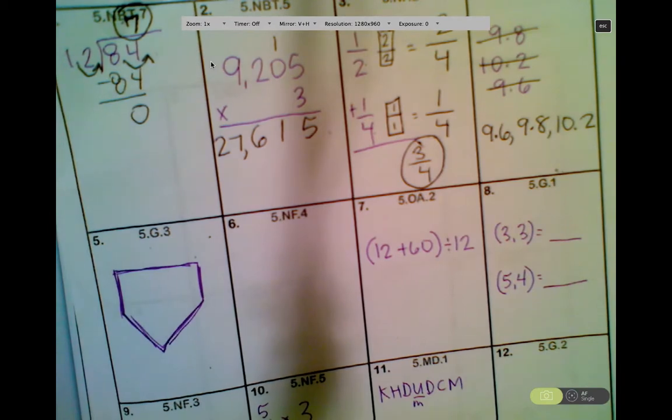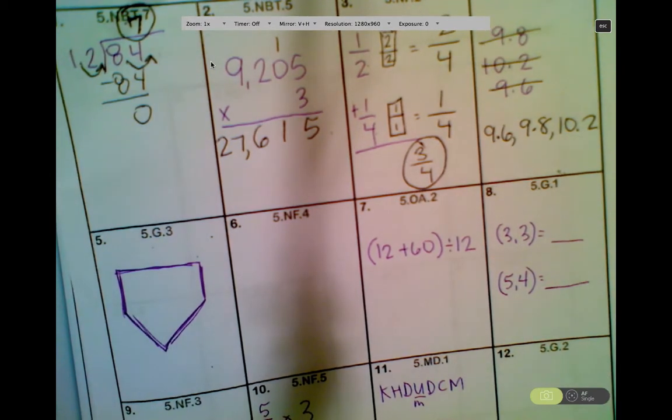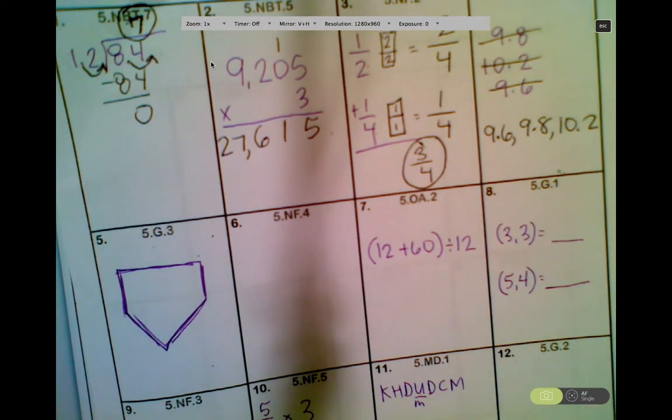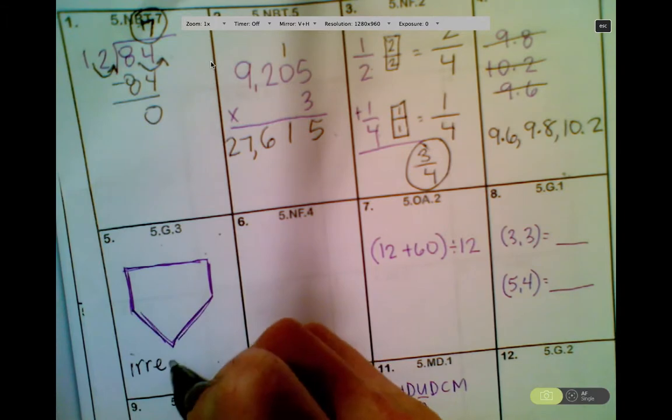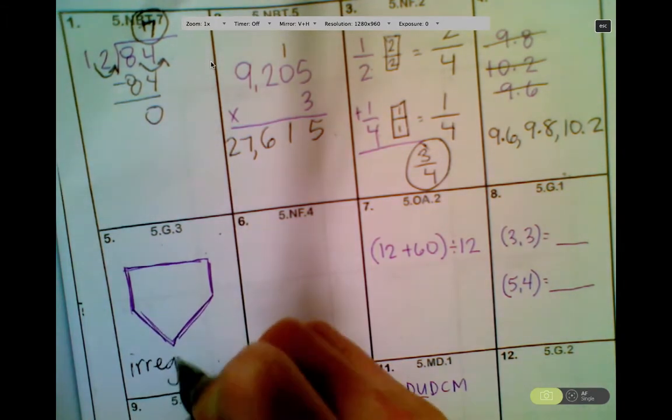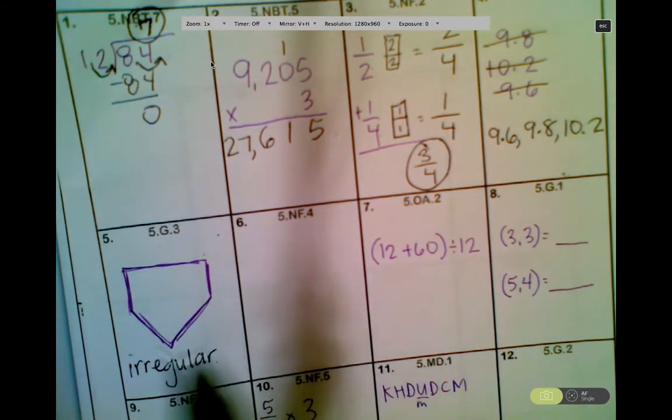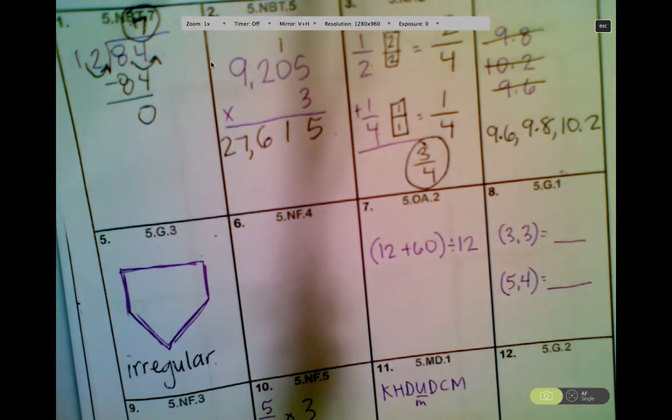Number 5 asks, is a baseball plate a regular or an irregular pentagon? This baseball plate is an irregular pentagon because the lengths of the sides and the angle measurements are different.